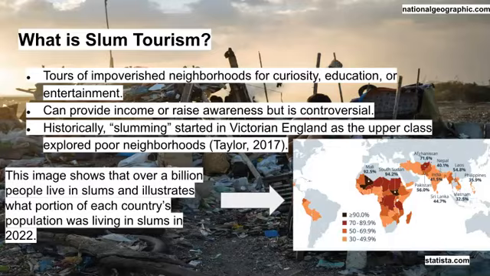So first, what is a slum? What is slum tourism? Slum tourism basically involves visiting impoverished neighborhoods, often for curiosity, education, or entertainment, mainly entertainment. And while some argue it can provide incomes or raise awareness, it still remains highly controversial. Historically, the practice of slumming began in Victorian England when the upper class would explore poor neighborhoods for leisure and spectacle, highlighting its roots in entertainment.